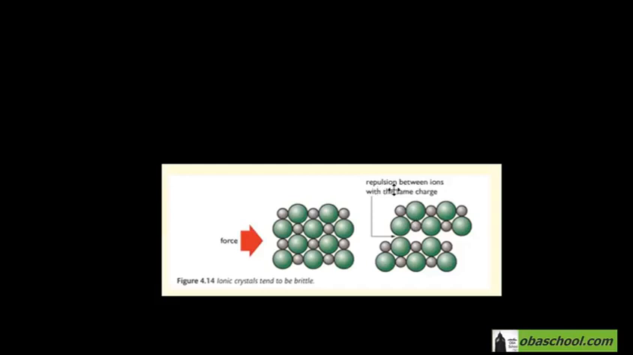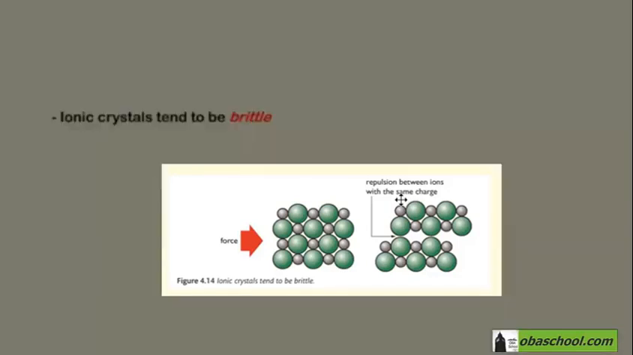repulsion between ions with the same charge, like the two large green spheres, cause them to come closer and then repel because they have the same charge. The same thing goes for the second type of ions in the structure, which is the smaller gray spheres. So this force caused repulsion between ions with the same charge. And this is the reason why crystals are brittle. And this is the third physical property.